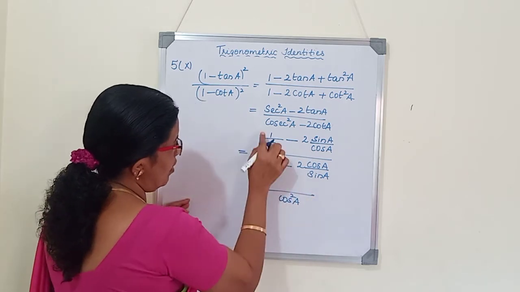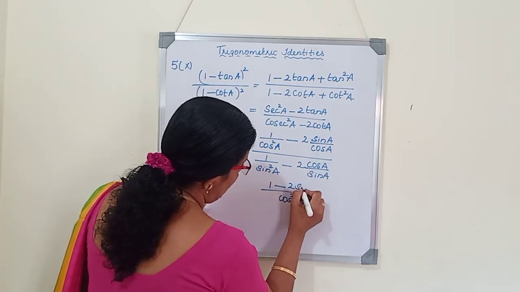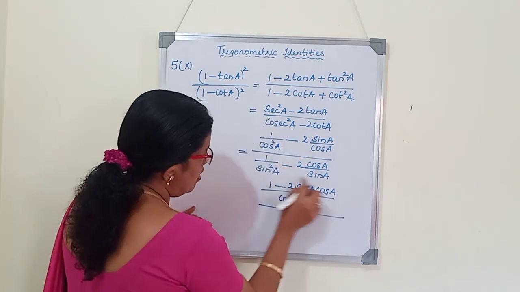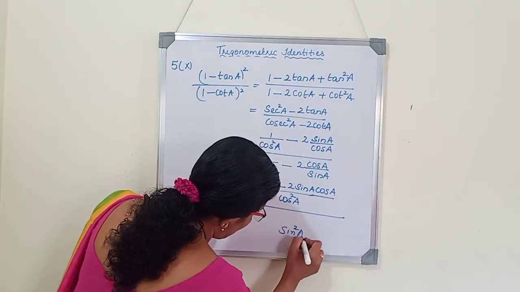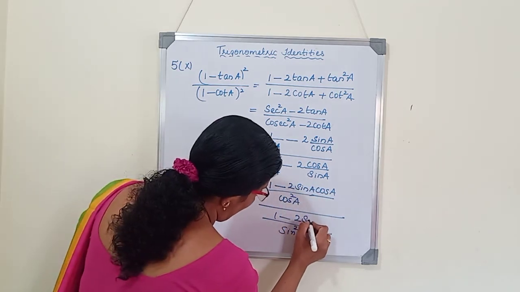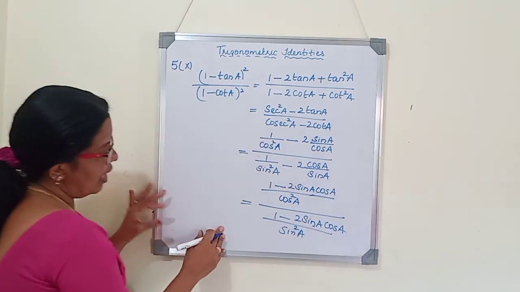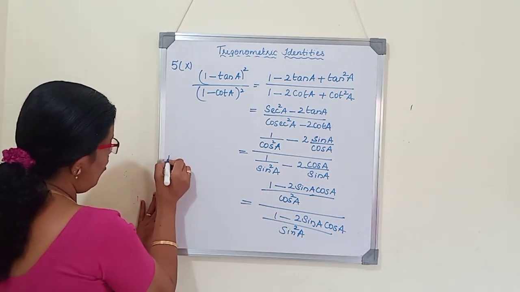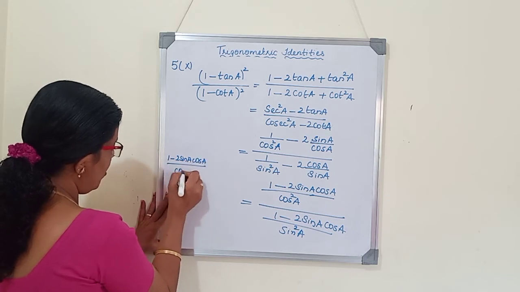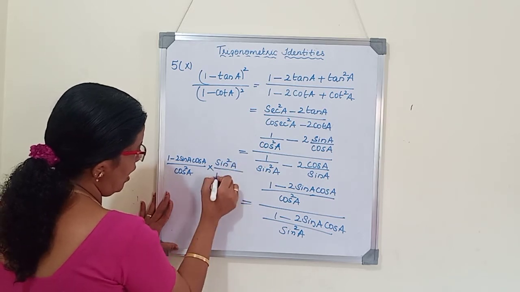Here cos square A, here cos square A. So 1 as it is. Here only 1 cos A is there, so 1 cos we will multiply with 2 sin A. So 2 sin A cos A. Divided by, here sin square A is the LCM. 1 as it is. And here 2 sin A cos A we will write, because only 1 sin A is in the denominator. Now the same way we will take the reciprocal, that is 1 minus 2 sin A cos A divided by cos square A into reciprocal sin square A by 1 minus 2 sin A cos A.